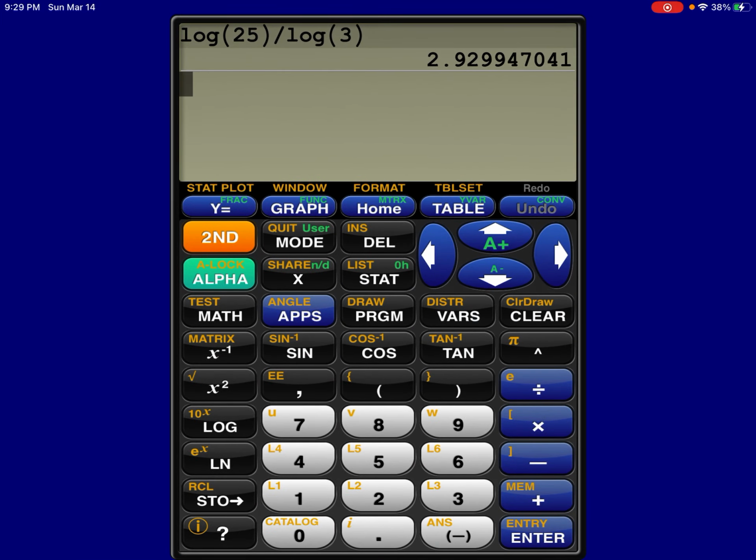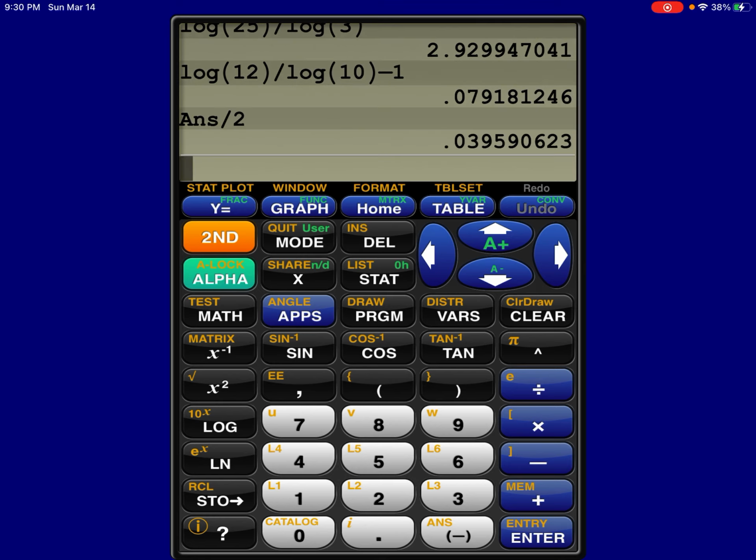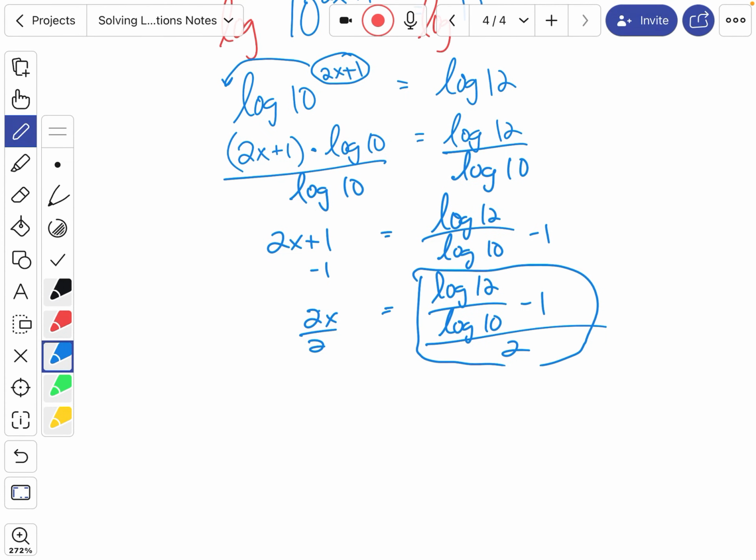All right, let's do that. So let's see, log 12 divided by log 10, and then I'm going to subtract 1, so I get that, and I'm going to divide that by 2. So I get this pretty small number. It's 0.03959. So I want to round it to 3 decimal places. So that's going to be 0.040 if I round it correctly. So this would be x equals 0.040. It's approximately equal to, not exactly equal, as we saw.